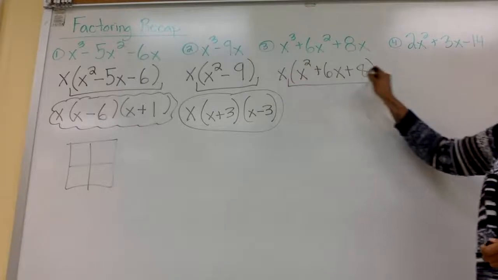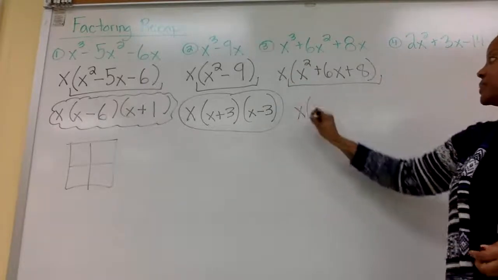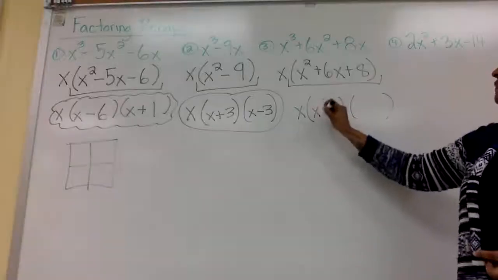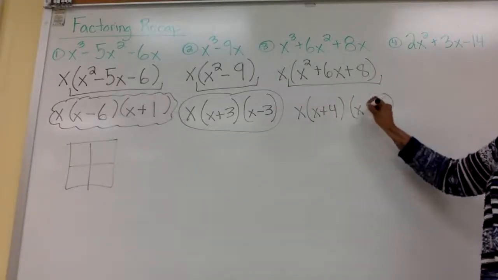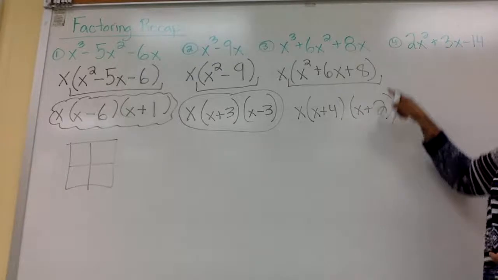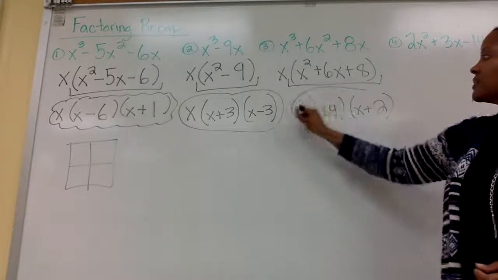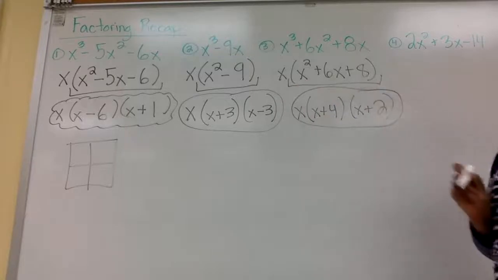Break this down. Two numbers that multiply to give me 8, add to give me 6. So those numbers are 4 and 2. 4 times 2 is 8, check. 4 plus 2 is 6. So that is our final answer.